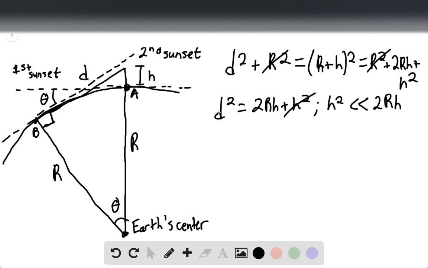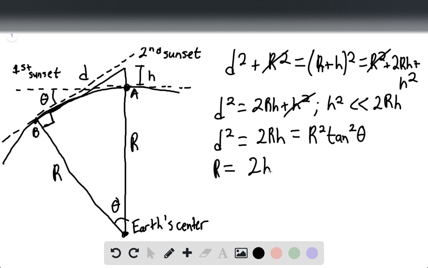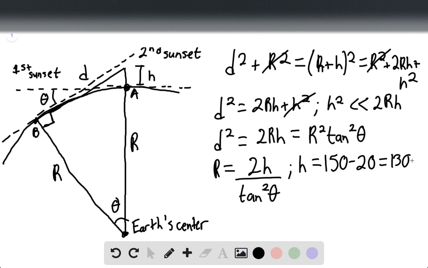And we can say that d squared is going to be equal to 2rh, which is going to be equal to r squared tangent squared theta. This is simply due to the triangle that we've built here. And we can say that r is simply going to be equal to 2h over tangent squared of theta, where h here is going to be equal to 150 minus 20, so 130 centimeters, or we can say 1.3 meters.